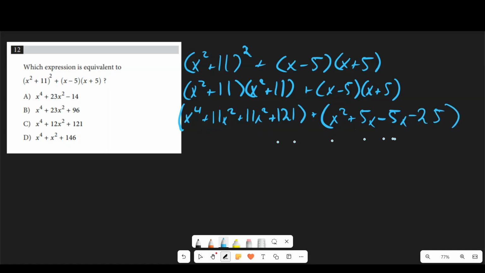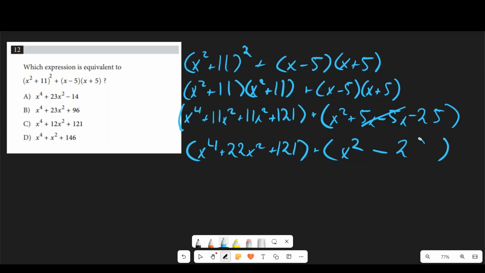Now let's simplify these two parentheses a little bit more by combining like terms. So we have only one x to the fourth power in this entire parentheses, so we can't combine it with anything. We have two x squared terms, we can combine them, so that's going to give us 22x squared, and then we don't have any constants, so we just will have 121 by itself. Similarly, let's combine terms over here. We have an x squared by itself. We're just going to keep that. The plus 5x and minus 5x cancels out. So then we're left with just the minus 25, right?